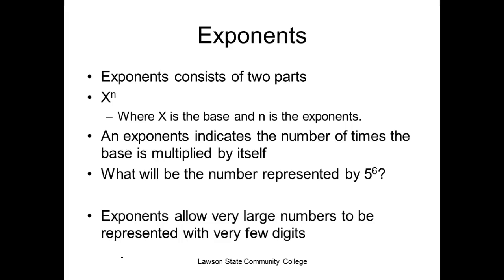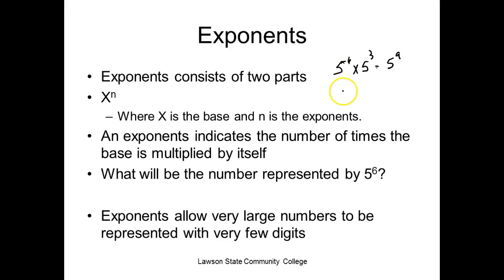So exponents consist of two parts. We have what we call a base and we have what we call an exponent. An exponent indicates the number of times the base is multiplied by itself. What will this number represent? 5 to the 6. Everybody can do that, but that's a pretty big number. Now, how do you do math with exponents? It's got to have the same base. So if I've got 5 to the 6, and then I multiply it times 5 to the 3rd, then it's going to be 5 to the 9.